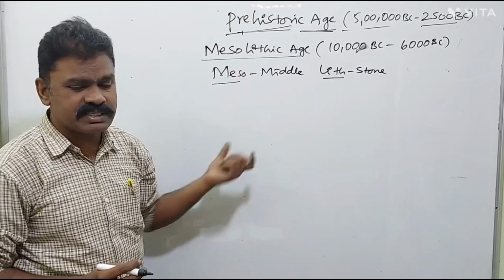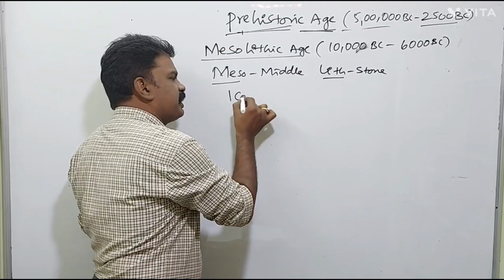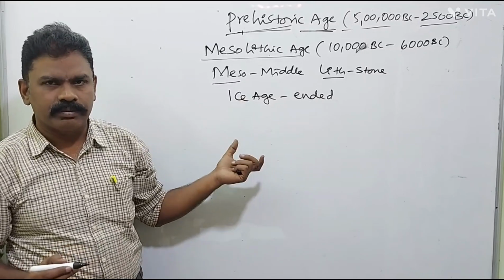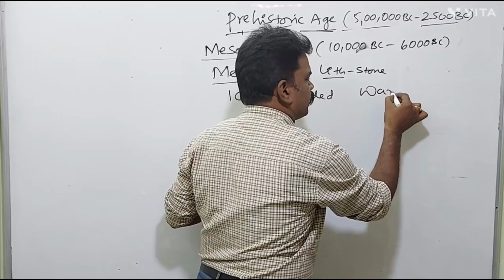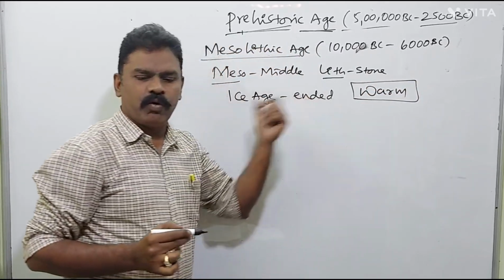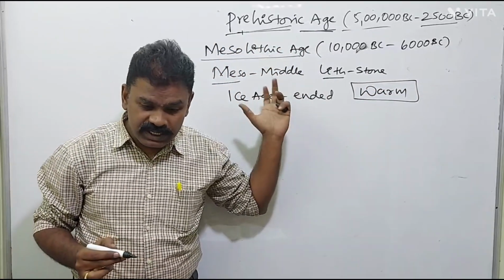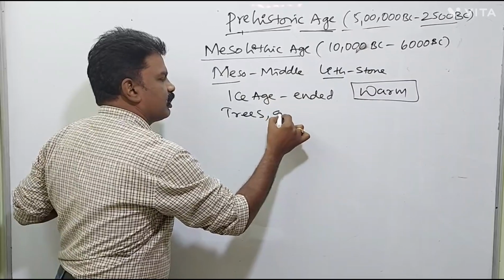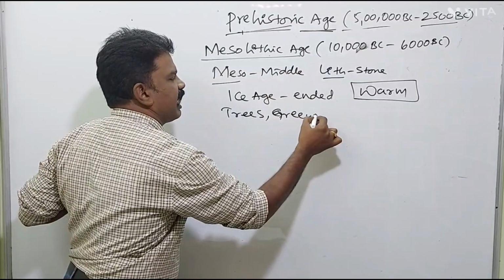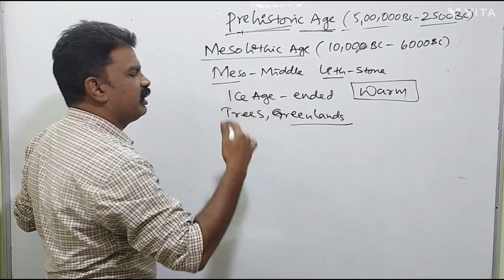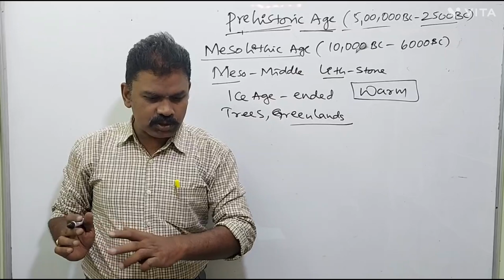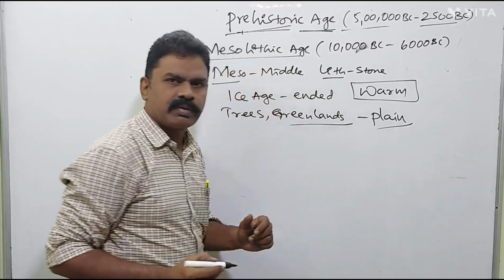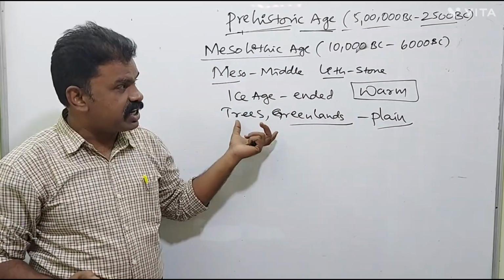By the starting of this period, the Ice Age had ended. Warm atmosphere started. The atmosphere became very warm. Because of the atmospheric changes, trees and grasslands increased. The area of the trees and the area of the greenlands or grasslands slowly increased. That's why people started to move to plain areas. These are the important changes in the atmosphere.